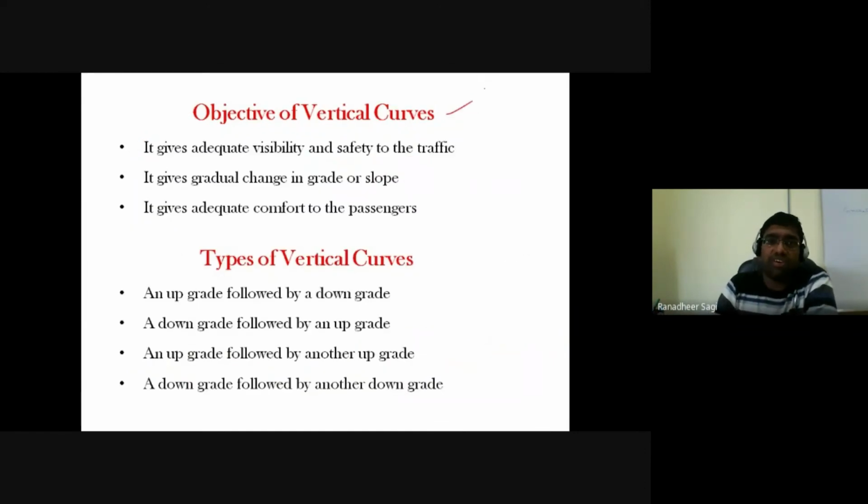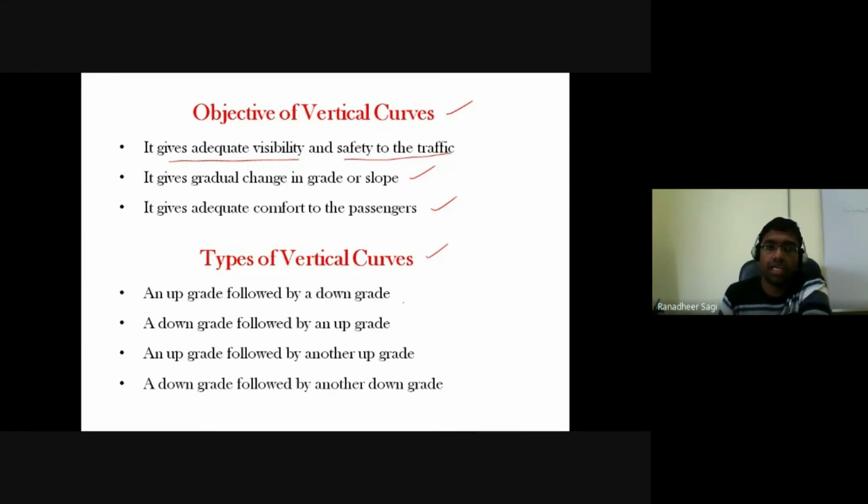And what is the objective of providing vertical curves? It gives adequate visibility and safety to the traffic when they are moving, because if you have a proper slope at which the road alignment is done in the vertical plane, you'll have proper visibility, and with great ease you can travel on such a road. It gives a gradual change in the grade or slope. It gives adequate comfort to the passengers when they are traveling on such a road alignment or track alignment.